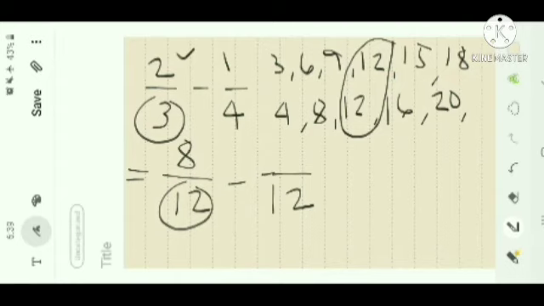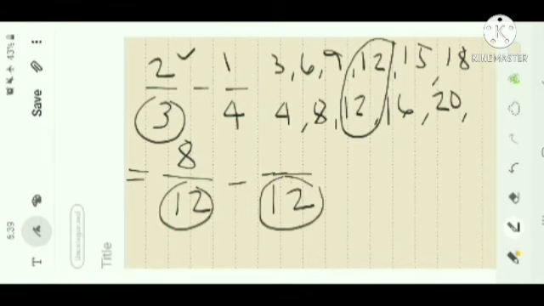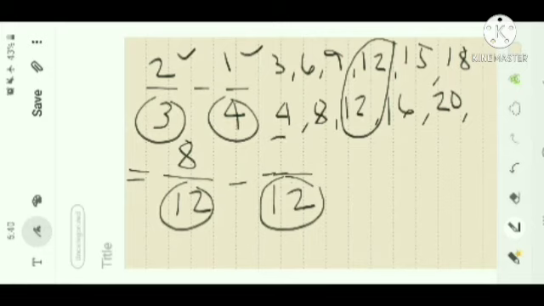Next, 12 divided by 4 is 3 times 1 is 3. So we have 3 over 12.